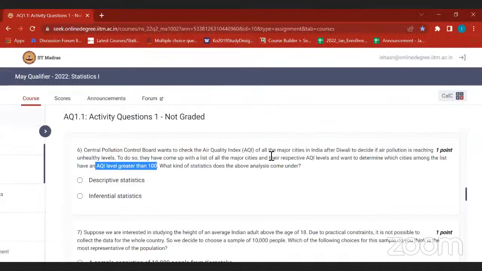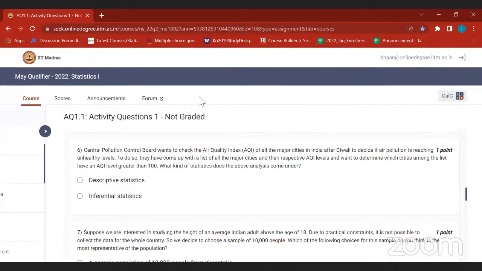If it had been that for all the cities in India you have a list of, let's say, only 10 cities, and on the basis of it you are concluding that this many cities have AQI greater than 100, that's something we are predicting, right? That would be inferential. But here I'm talking about only the data set I have, nothing else. Okay. Thank you, sir.